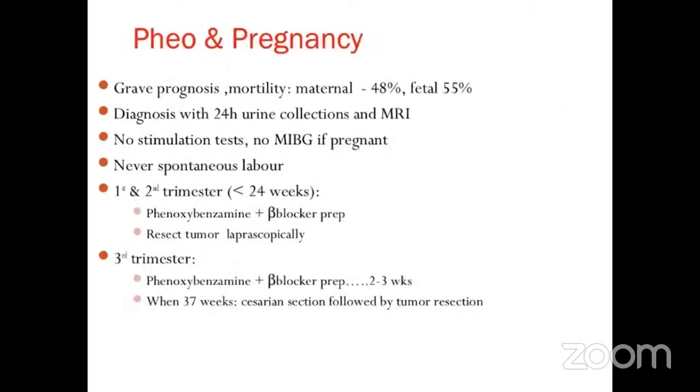In case of pregnancy, pheochromocytoma has a very grave prognosis: maternal mortality is 48%, whereas fetal mortality is 55%. It is diagnosed with urine collections and MRI. There will be no stimulation test, no MIBG scan, never spontaneous labor, and in first and second trimester, we can give phenoxybenzamine plus beta blocker preparation and laparoscopic resection of the tumor. Coming to the third trimester, phenoxybenzamine and beta blockade. At 37 weeks, we have to terminate the pregnancy: cesarean section followed by the tumor resection.